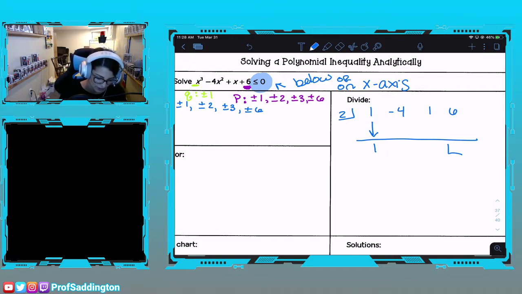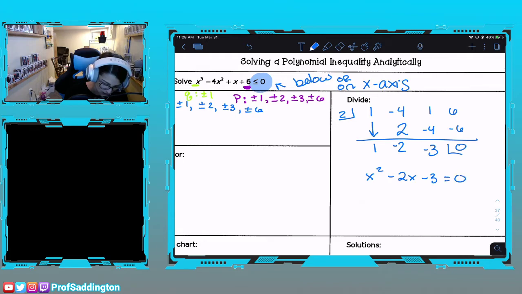And then we do 2 times 1, which is 2. Negative 4 combined with 2 is negative 2. And then 2 times negative 2 is negative 4. 1 and negative 4 give us negative 3. 2 times negative 3 is negative 6. And bam, no remainder. So we're really left with x squared minus 2x minus 3 equals 0. And that's nice because we could actually factor that to find the rest of the roots.